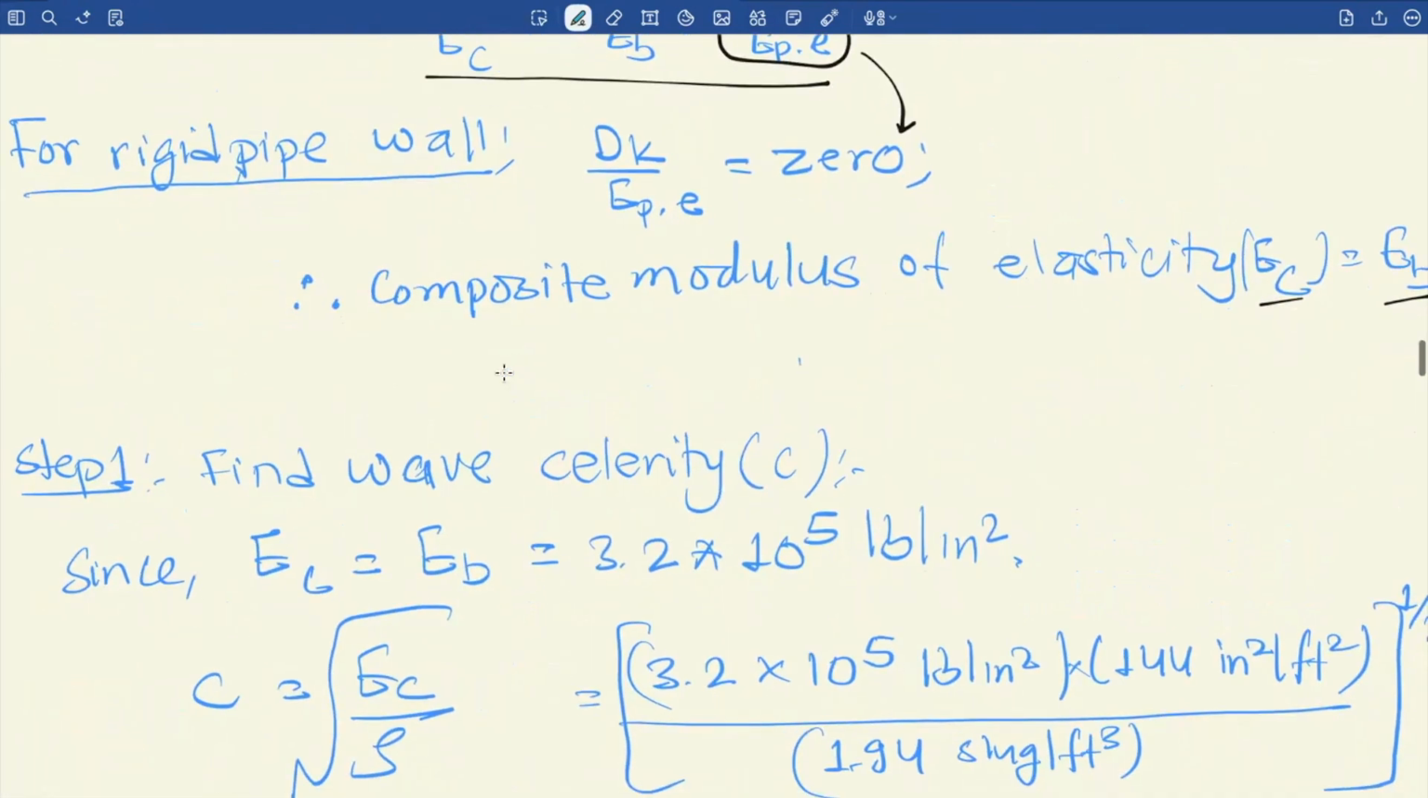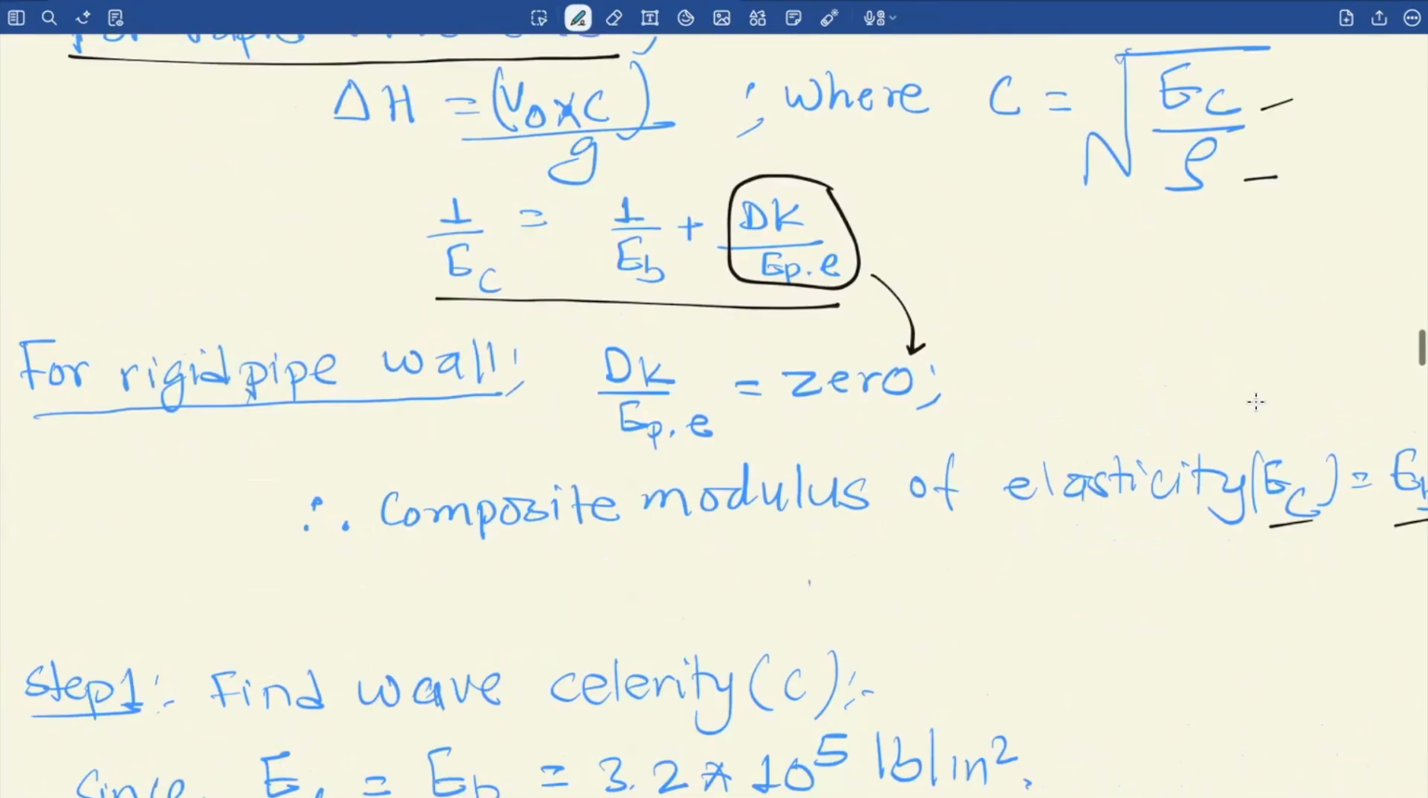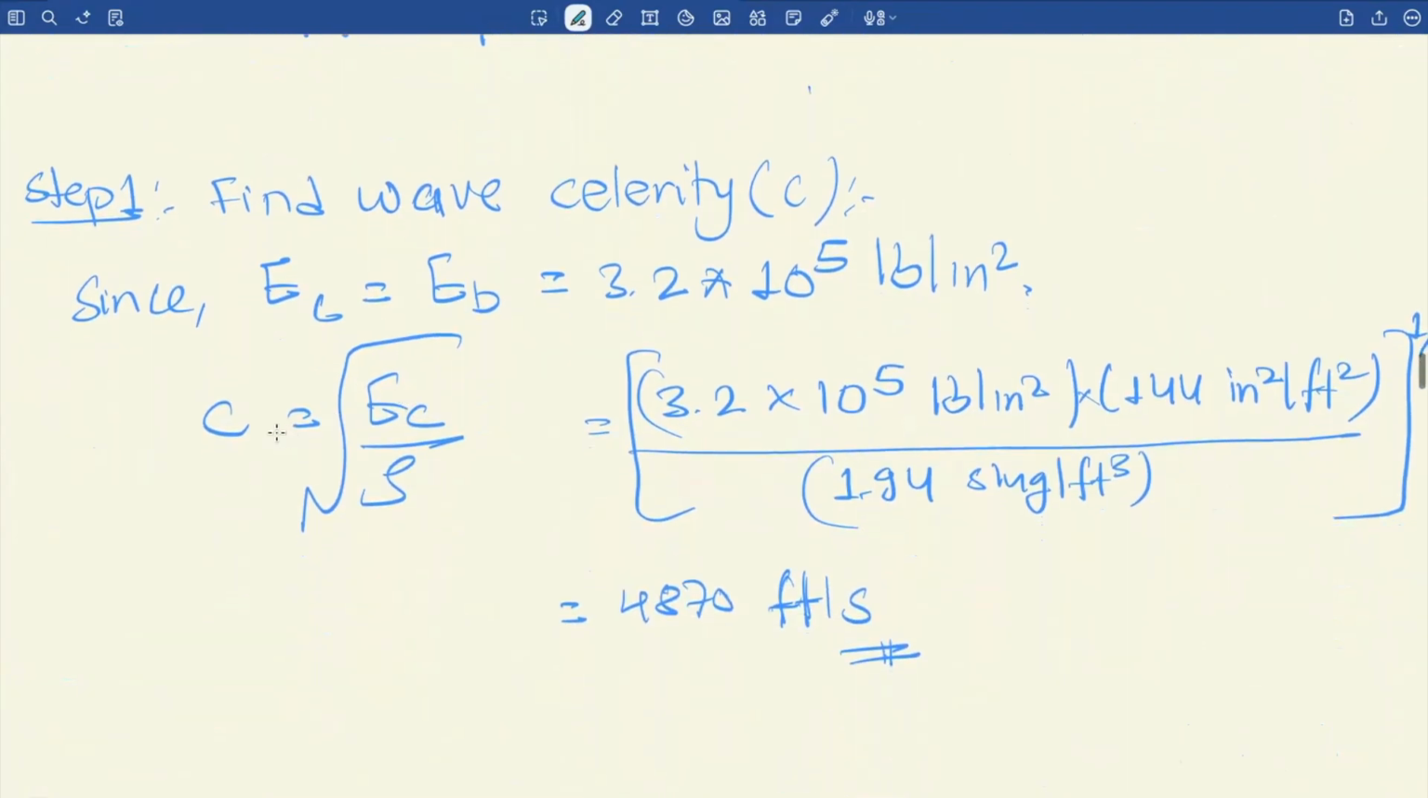So first step, since we know this EC now, and we know the density of water, we will use that here. C will be equal to 4,870 feet per second. When we compute this, don't forget that the density is 1.94 slug per foot cubed. Here I just changed the lb per inch square to lb per feet square, so don't forget to multiply the elasticity by 144.